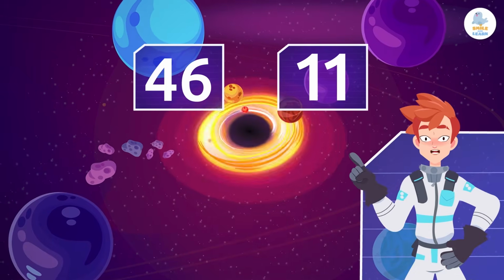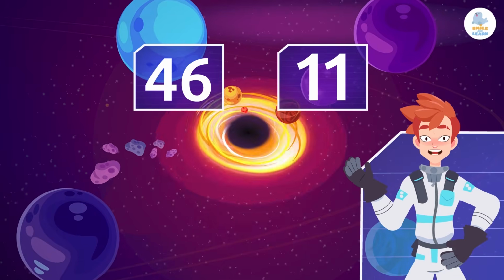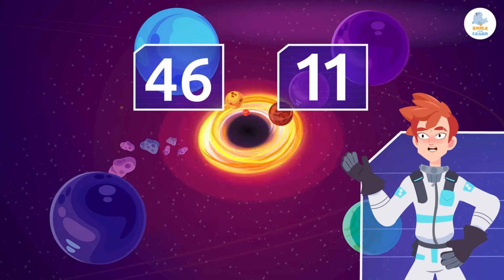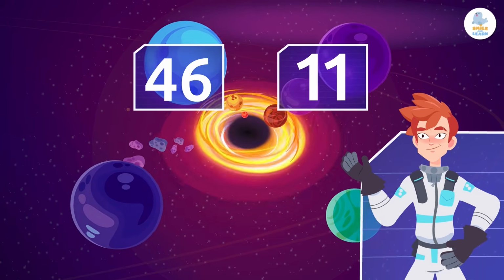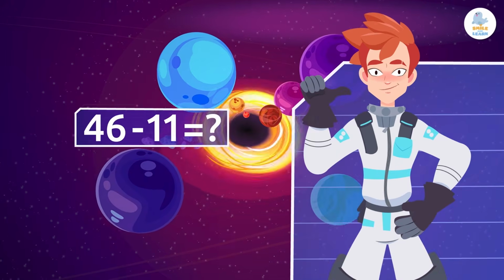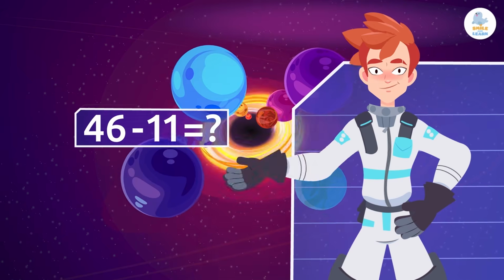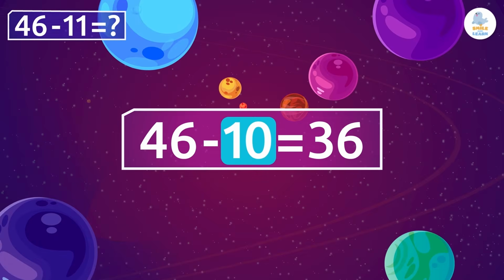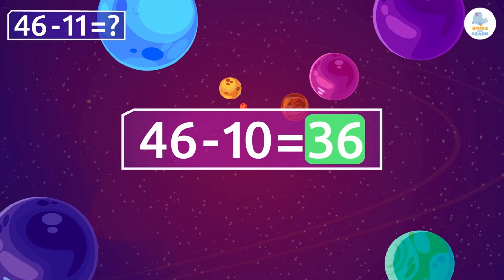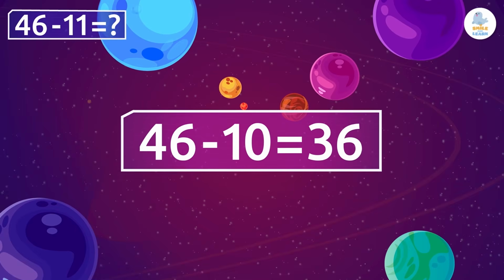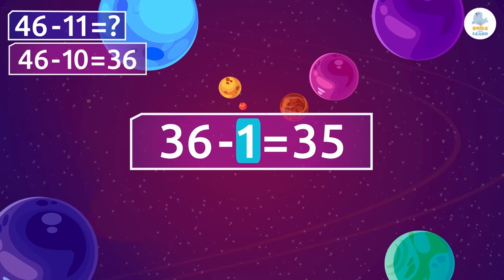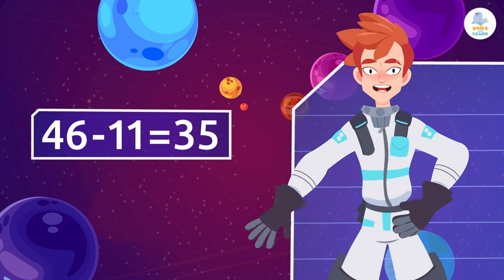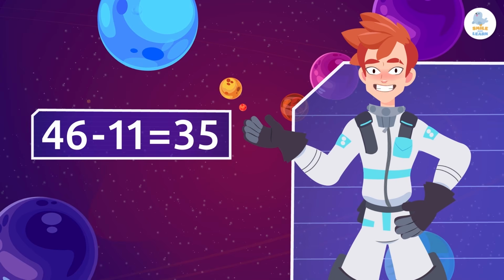In this galaxy, there were 46 planets, but a huge black hole absorbed 11 of them. How many planets are left? I'll tell you my way to calculate it very quickly. First, we subtract 46 minus 10, which gives us 36. Next, we subtract one more, and that leaves us with 35 planets. See how quickly we can solve operations with this trick?